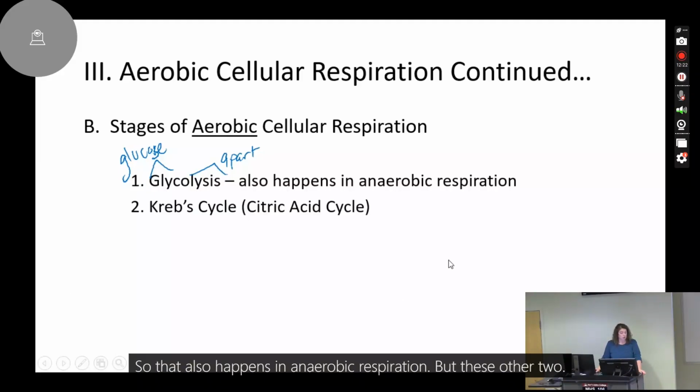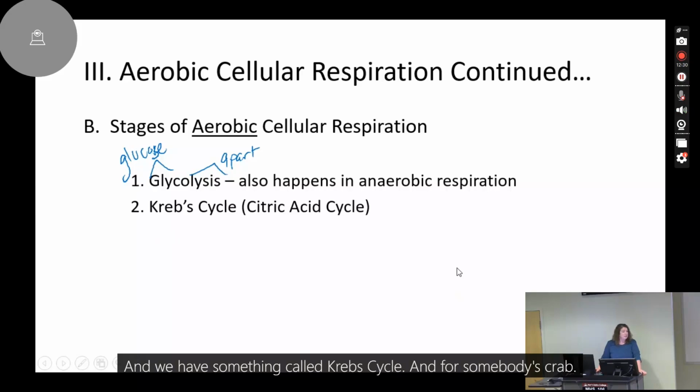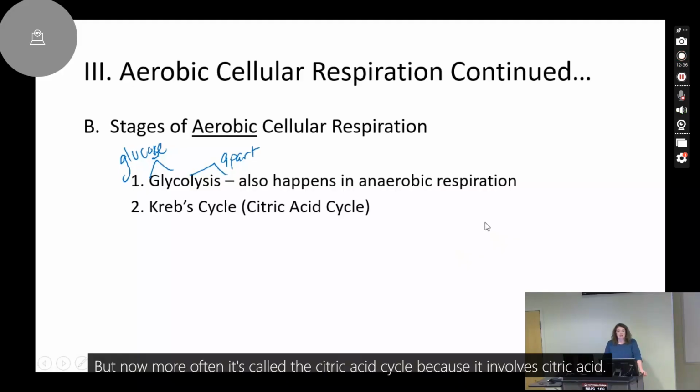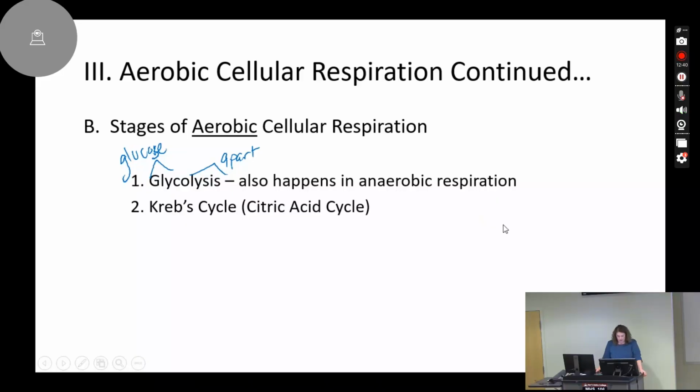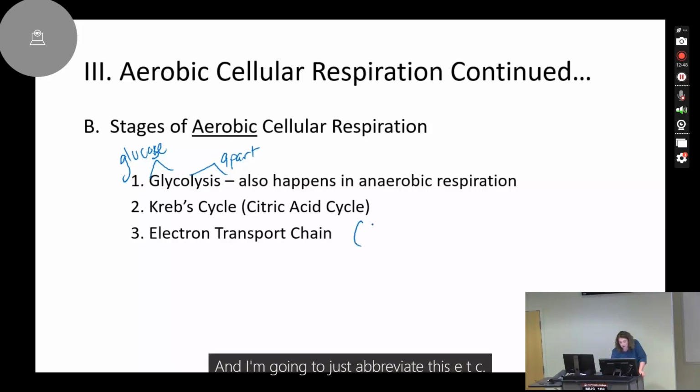But these other two need to have oxygen. And we have something called the Krebs cycle. Named for somebody, Krebs. But now, more often, it's called the citric acid cycle because it involves citric acid. And we have something called the electron transport chain. And I'm just going to abbreviate this ETC.